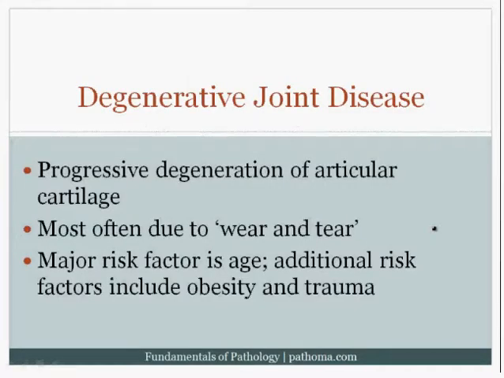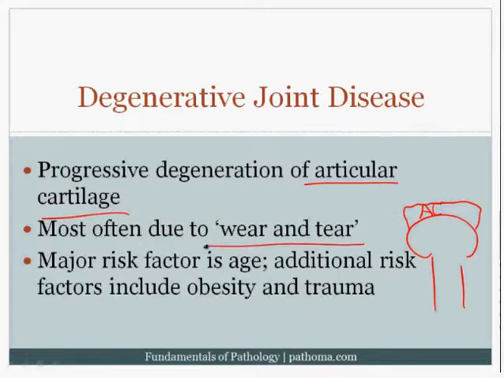The first disorder is degenerative joint disease. This is when you get progressive degeneration of the articular cartilage. Recall that the articular cartilage was that layer that was sitting on top of the bone that was going to help for movement between the bones. Now it's important to note that degenerative joint disease is a wear and tear disease. Once you understand that, everything else is downhill.